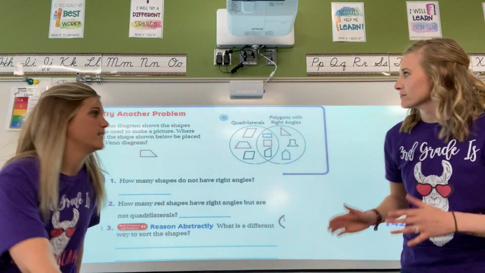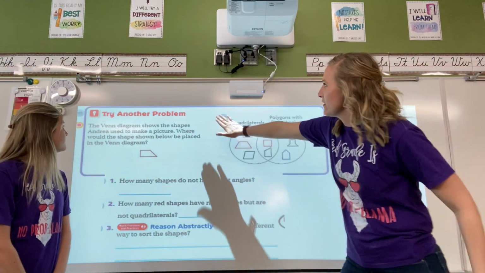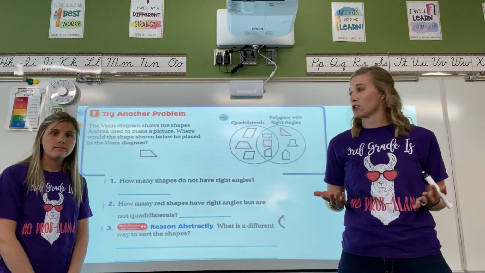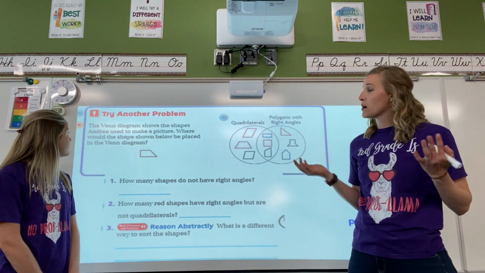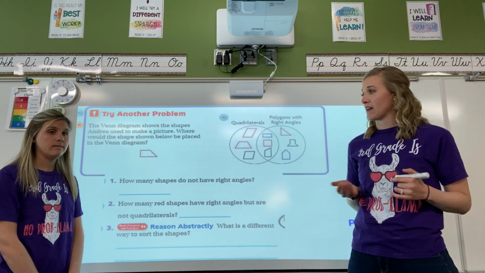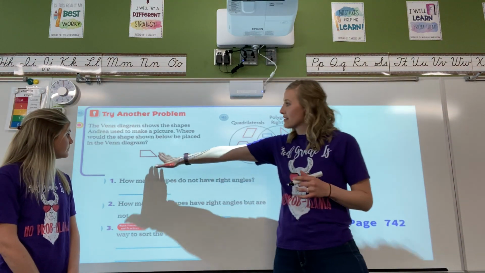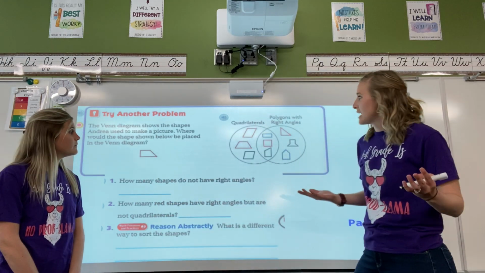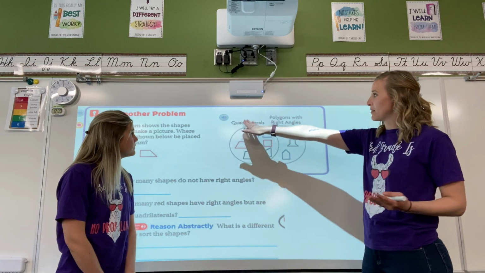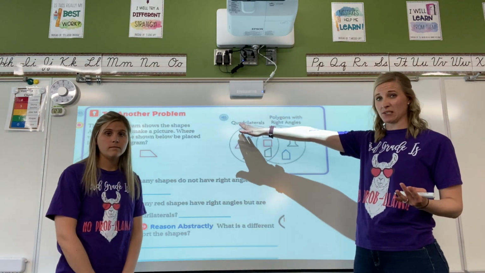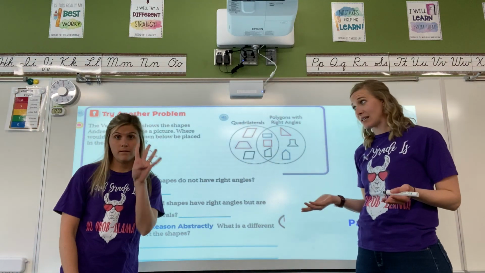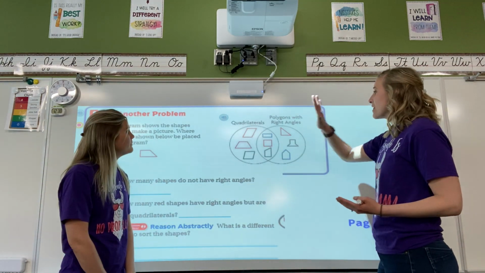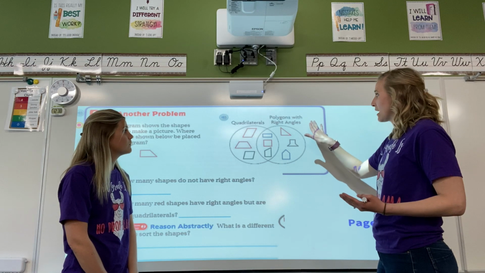All right. So the activity up here says the Venn diagram shows the shapes Andrea used to make a picture. It says where would the shape shown below be placed in the Venn diagram? So we're looking at this shape right here. Now before I can go any further, I need to look at how my Venn diagram is labeled. On this side, I see quadrilaterals. A quadrilateral has how many sides? 4. How many angles? 4. Okay. Then I see it says polygon with right angles.